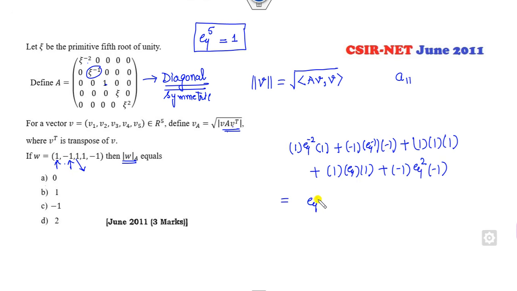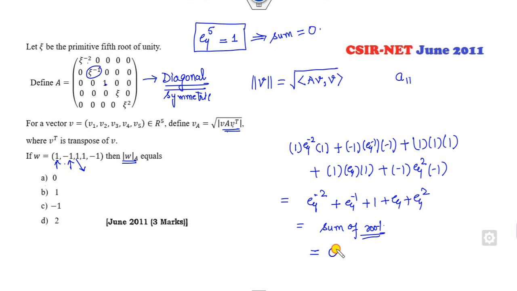Now you can see what the answer is. This is xi raised to the power -2, -1, 1, xi and xi square. What is that? This is nothing but the sum of the roots. Now you can see that it's a fifth root of unity, so the sum of the roots will be 0. So the answer is 0. Otherwise you can take the LCM, taking 1 by xi square and multiplying, and again you will get the same. So the sum is 0, so 0 is the right answer of the problem.